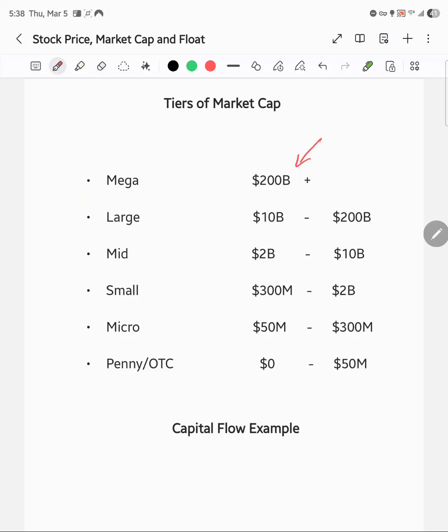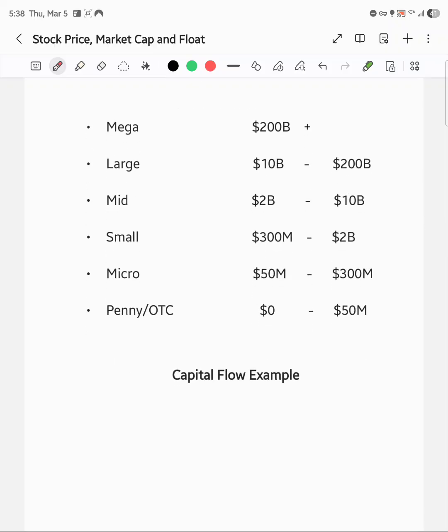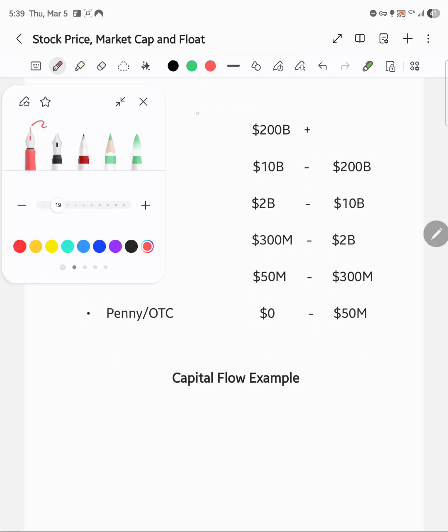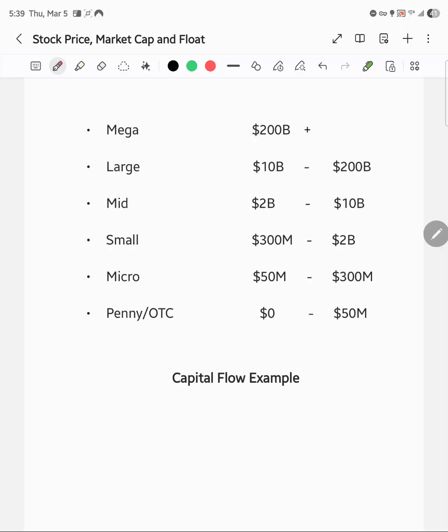But for investing, let's see why different levels pose different risk and reward for each. For example, we have mega caps, like those I'm talking about, the huge companies. They are anything over $200 billion, okay? And then we have large caps, which are typically between 10 billion and 200 billion, okay?